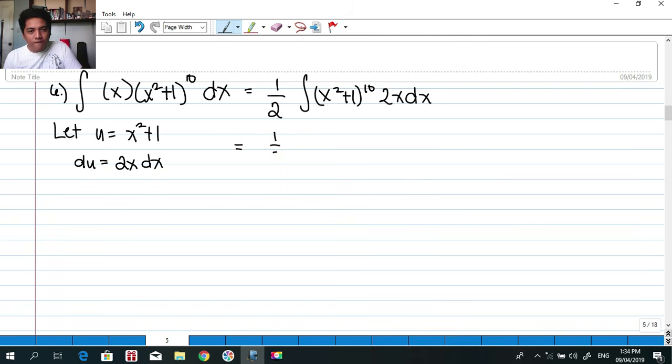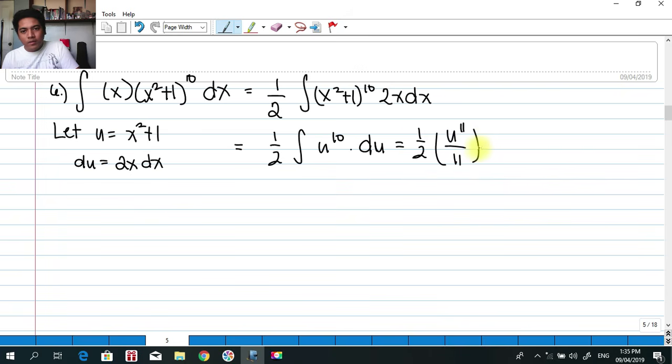So 1 half integral of u raised to 10 times du, that should be 1 half u raised to 11 over 11 plus c. Okay? And that is equivalent to 1 over 22 times x squared plus 1 raised to 11 plus c.